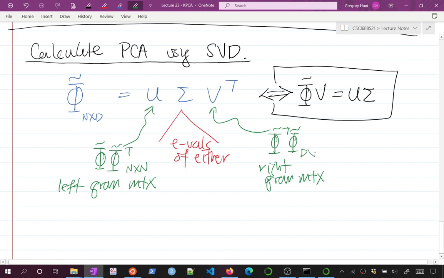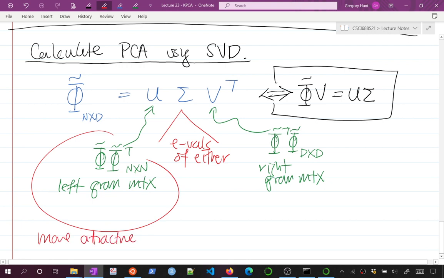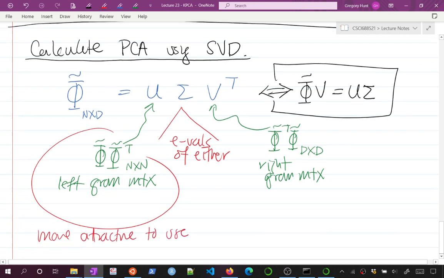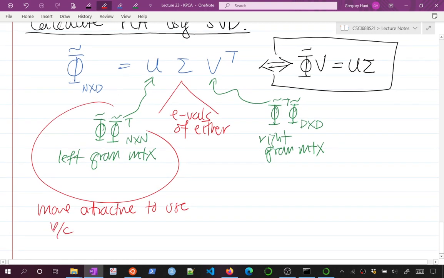And this is a D by D matrix, and I have to do the eigen decomposition of that. Whereas phi tilde transpose is an n by n matrix. And so typically, this is more attractive to use because typically n is much smaller than the dimension of the embedding space.